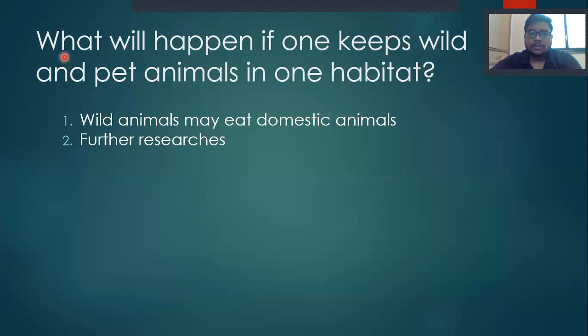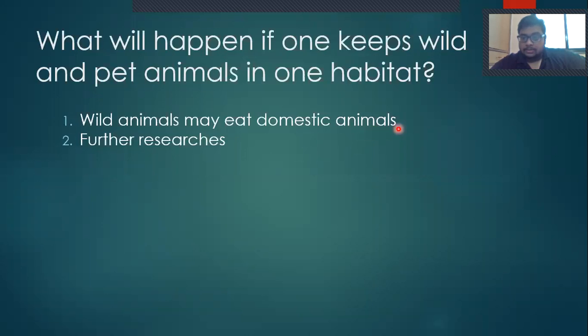And there's another question: what will happen if one keeps wild and pet animals in one habitat? That question is very interesting. What will happen if one human keeps his pet animal like dog and cat with wild animals like lion and tiger? What will happen? Okay, so first and foremost thing is, if the wild animal is hungry, it will surely eat that animal. The very basic answer, 110% correct answer.